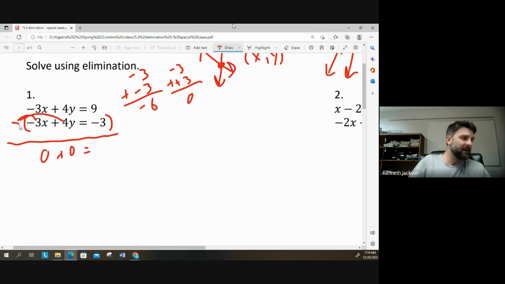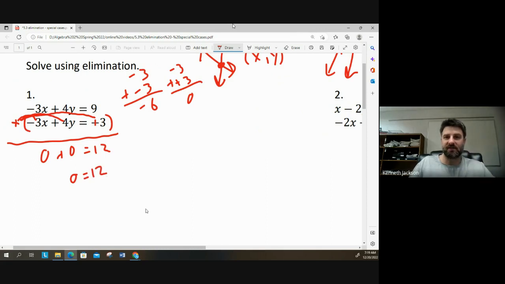And 9 minus a negative 3, again, this double negative is going to make that a positive. If I were to distribute that negative 3, that'd make that 12. Well, both of my variables have been eliminated, both the x's and the y's. So I don't have any variables left in the equation. So what I have is 0 equals 12. Well, that's not true. That's false.